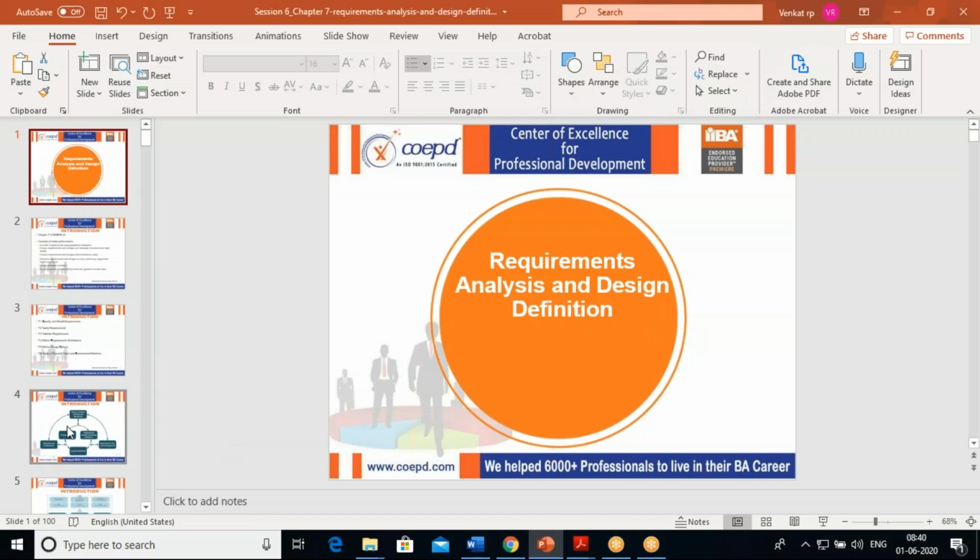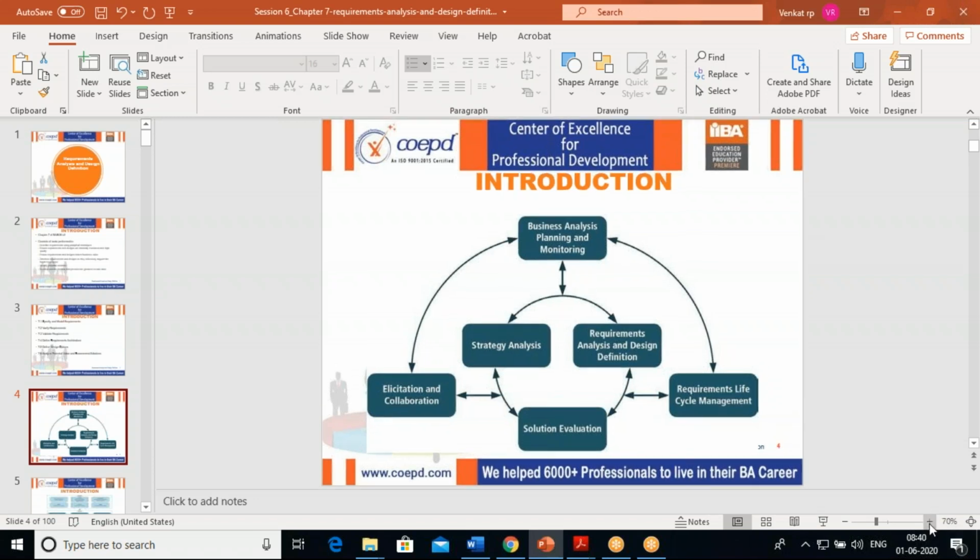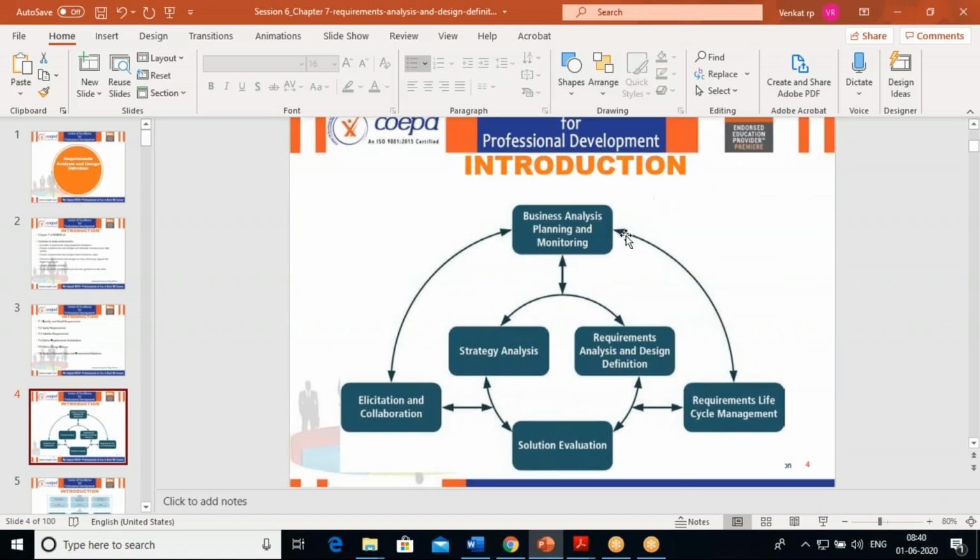So far, the base of any discussions which we are having is the 6 knowledge areas. If you look into the 6 knowledge areas, the first knowledge area is business analysis planning and monitoring. The second one would be elicitation and collaboration. The next one is requirements lifecycle management.